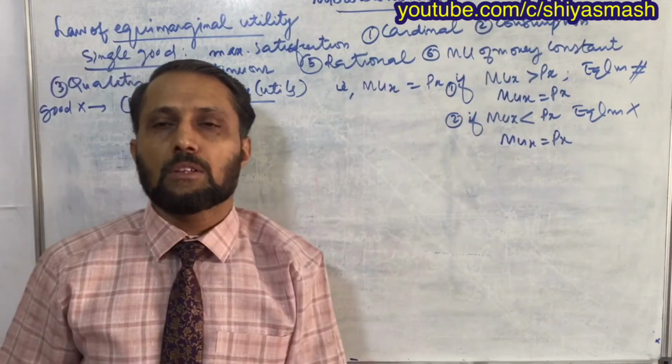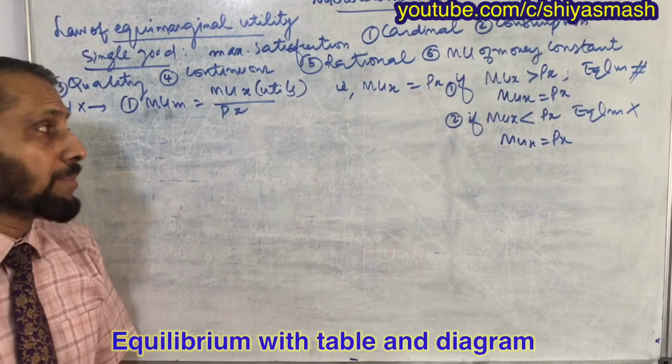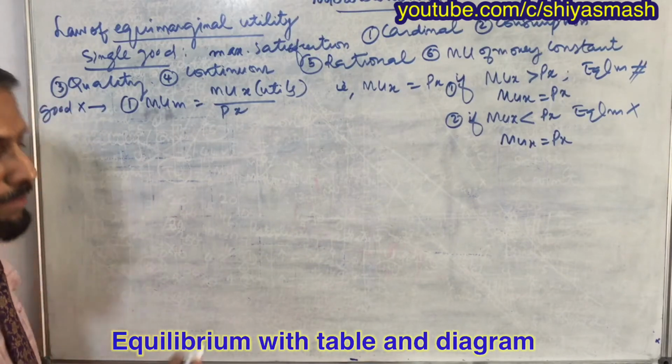These are the two disequilibrium situations, and we have to obtain equilibrium. So let's see how we can obtain equilibrium with the help of a table and diagram.